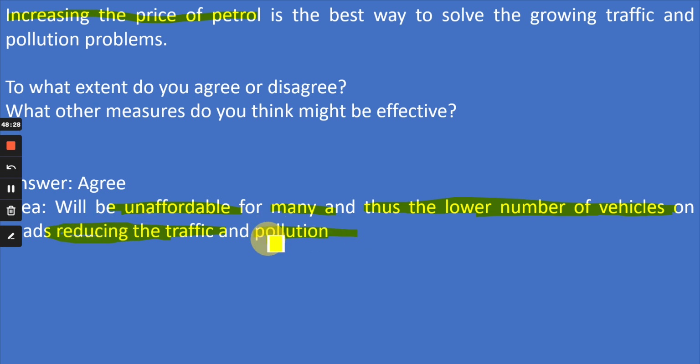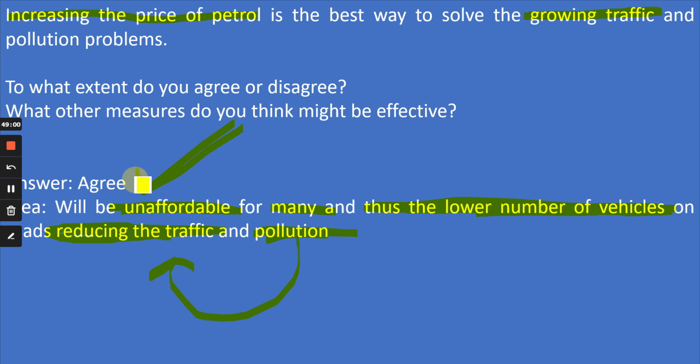Of course, pollution has a direct connection with the traffic, right? If there are more vehicles, more pollution. If there are less vehicles, less pollution. That's all. But look at the idea that is directly addressing the topic. I'm talking about increasing the price of petrol, but keeping in mind growing traffic and pollution problems. Since my answer is agree, I'm clearly mentioning how increasing the price of petrol will solve the growing traffic and pollution problems.